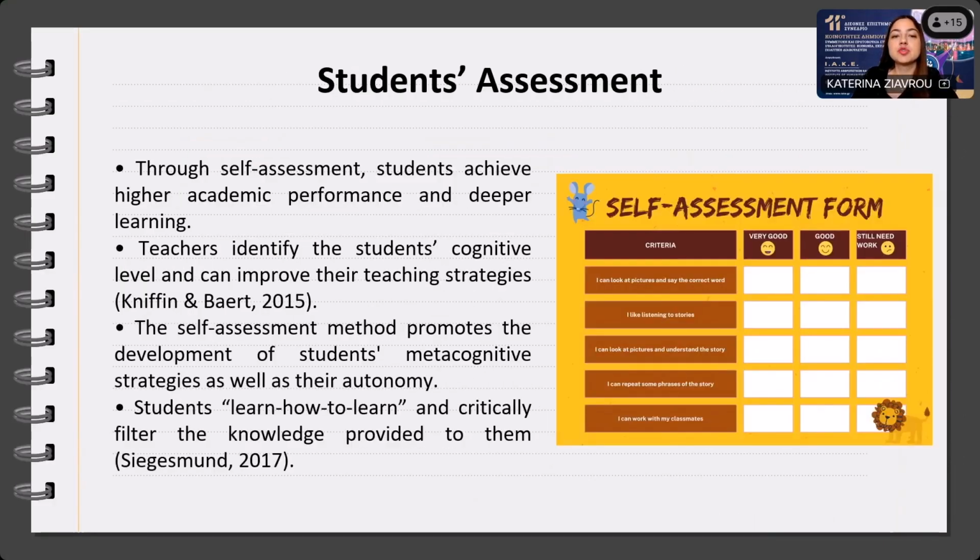The assessment of students' knowledge and skills in the particular lesson was achieved through a self-assessment form. Through self-assessment, students achieve higher academic performance and deeper learning. Apart from students, teachers can also identify the students' cognitive level and can improve their teaching strategies. The self-assessment method promotes the development of students' metacognitive strategies as well as their autonomy. Students learn how to learn and critically filter the knowledge provided to them.